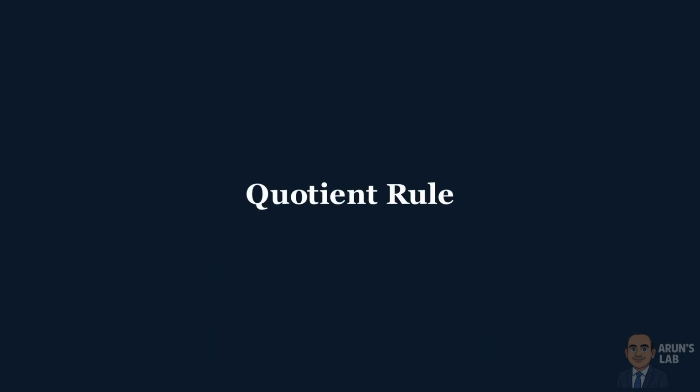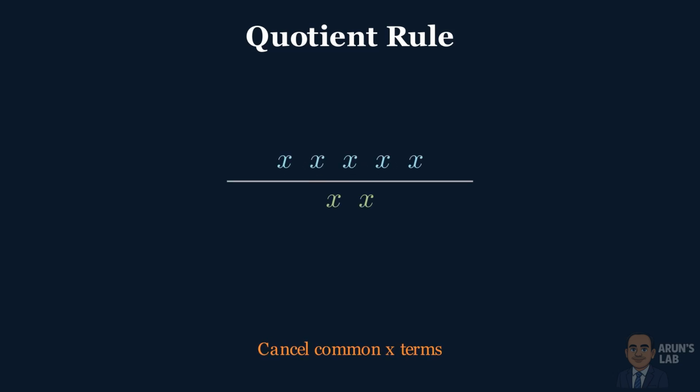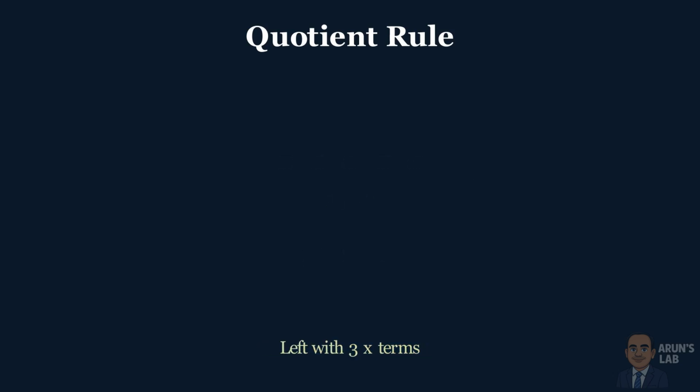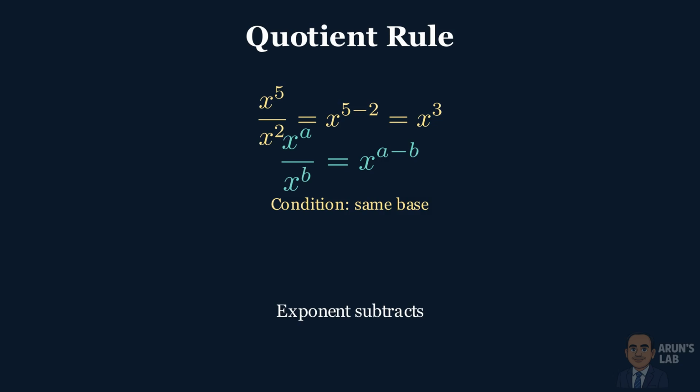What if we divide x to the power 5 by x squared? Write the expanded form. Cancel the common x's in the numerator and denominator. What is left? We are left with 3 x's in the numerator. So x to the power 5 divided by x squared is equal to x cubed. So exponents subtract. This rule is named the quotient rule of exponents.